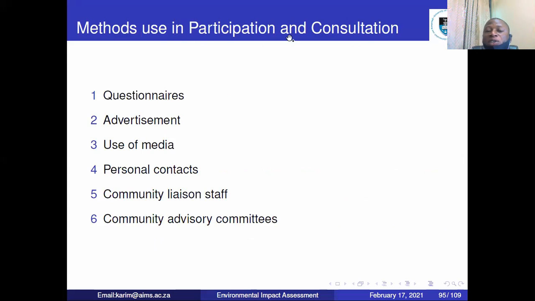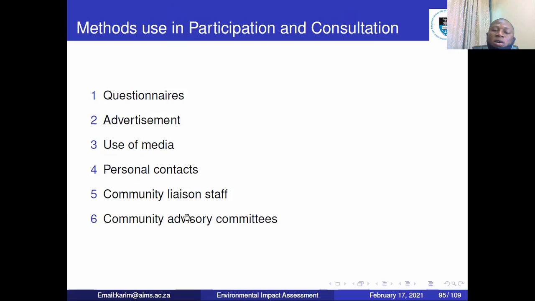So these are the methods that you can use to allow people to take part in your environmental impact report, because you just need their views. These are the methods you can use to allow them to participate. You can use a questionnaire to seek their views. You can advertise the project to seek their views. You can use the media to seek their concerns about the project. You can use personal contact, maybe phone numbers, you call and then discuss with them.